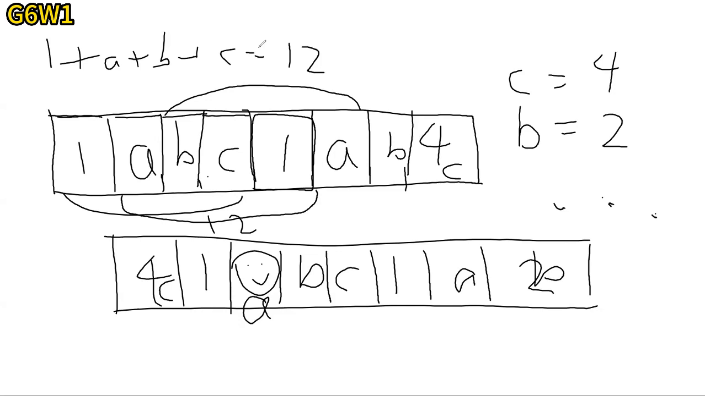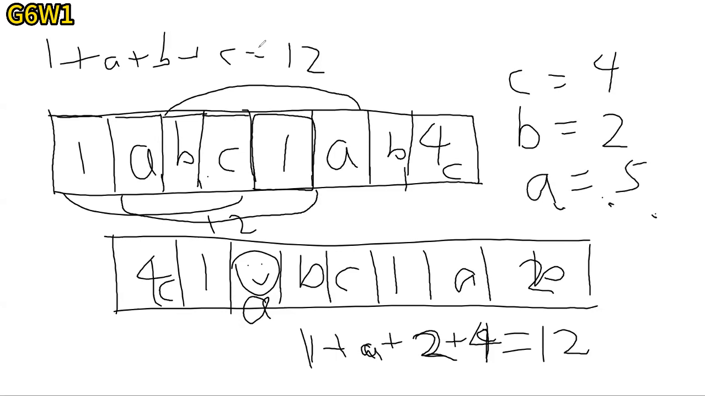So first off, it says that any 4 adjacent numbers add up to 12. So that means 1 plus A plus 2, which is B, plus 4, which is the C, equals 12. So what does A equal? 5. Yes, 5. So A equals 5. And what can we tell from this? We said earlier that happy face is equal to A, which means that happy face is 5. Okay, do you guys get the question now? Do you have any questions about the question?